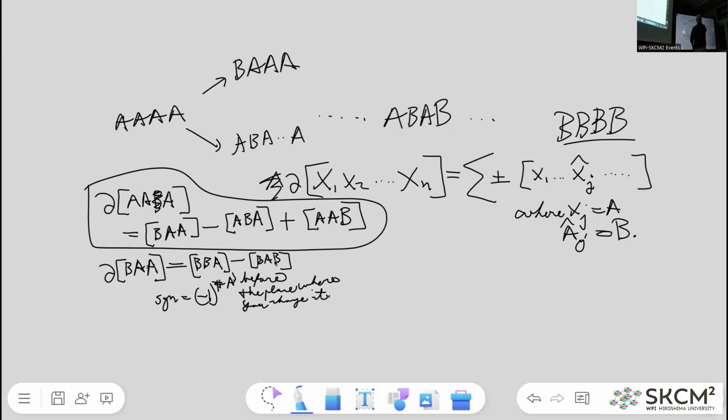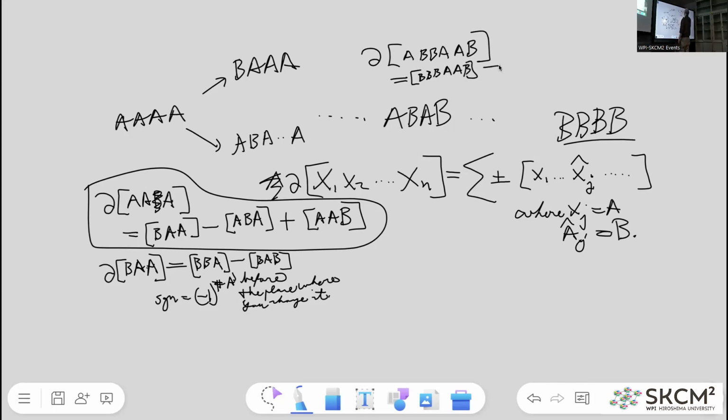So can you do that? Try it out. Suppose you had A, B, B, A, B, and you want to calculate the formal boundary of that. So it's going to be B, B, B, A, B. And then you have to figure out the sign for the next one. Oh, there's one A prior to that A, so it's going to be minus B, B, B, A, B, with the other A alone. B, B, change this one to a B. I'll underline the one I changed.